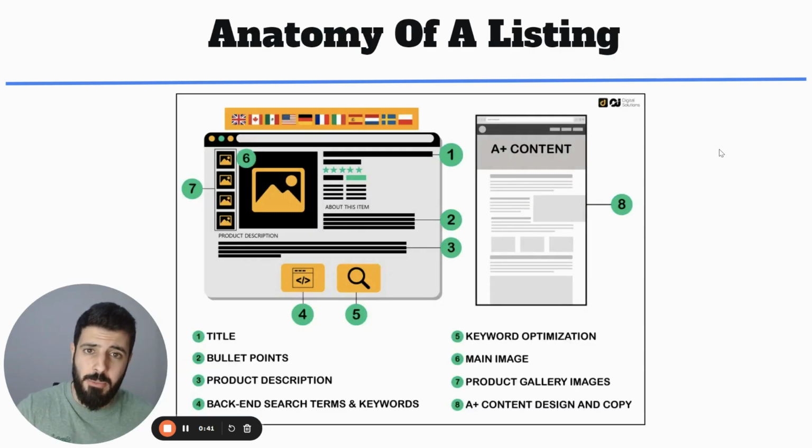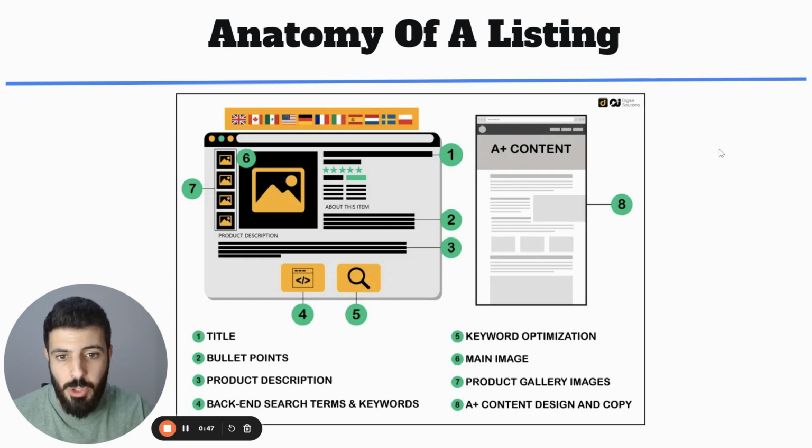So going back to the subject, I'm going to talk about how to optimize a product listing. And for us to be on the same page, I'm going to share with you this image showing the anatomy of a listing. So what do I mean by optimize a listing? The listing is made up of these components mainly. These components include the title. So in terms of writing, you have the title, you have the product description, you have the bullet points.